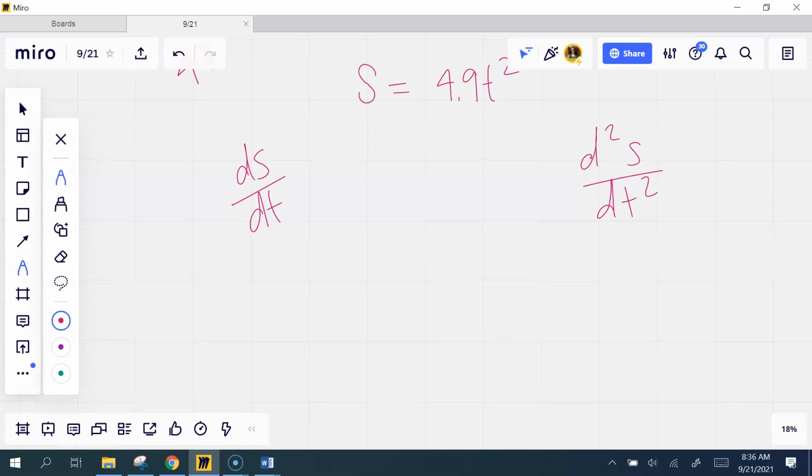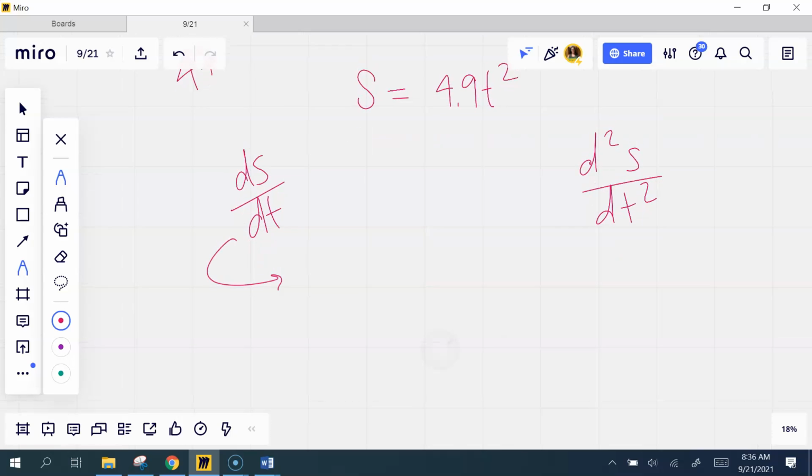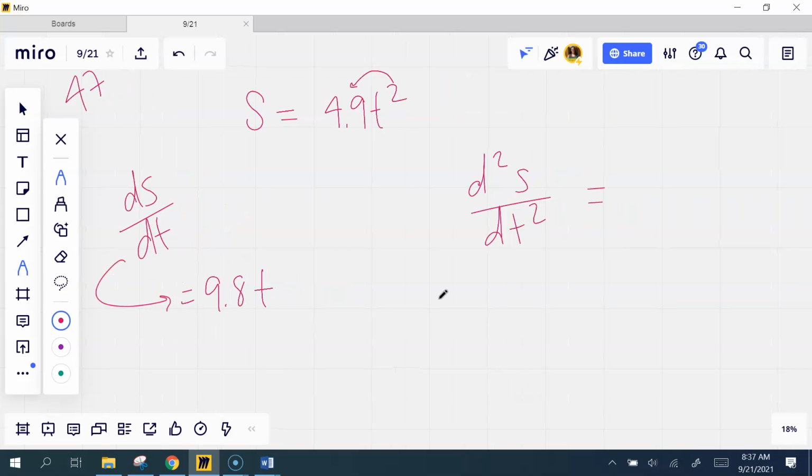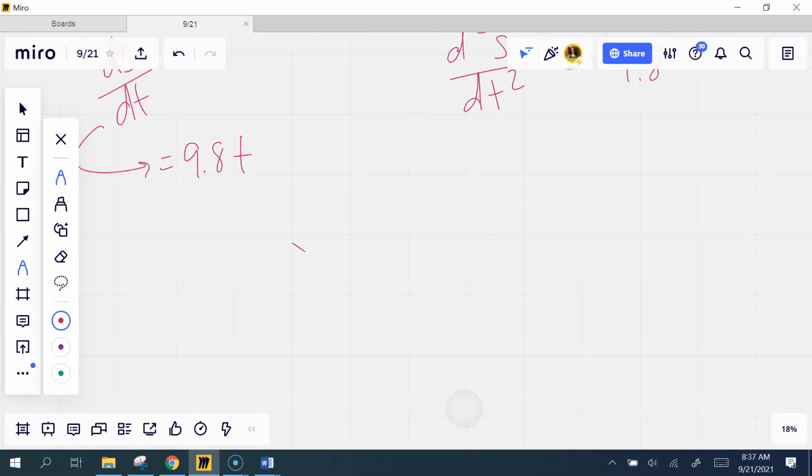My first derivative is just, what's 2 times 4.9? Sorry, 9.8. So ds/dt is 9.8t. And then your next one would actually just be 9.8. This would be the derivative.